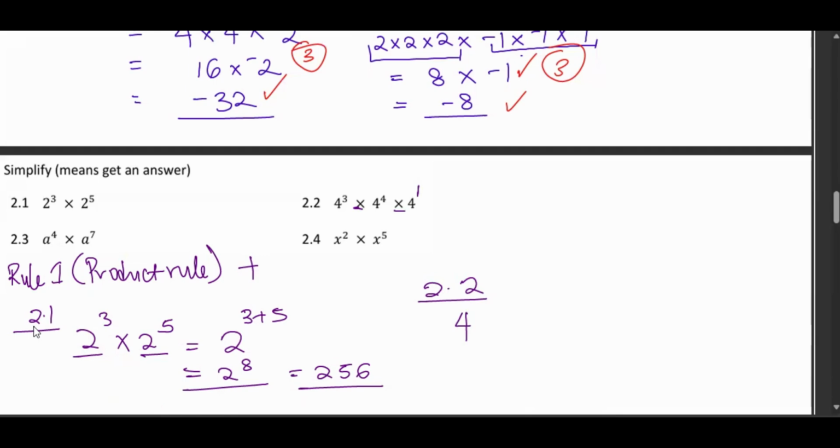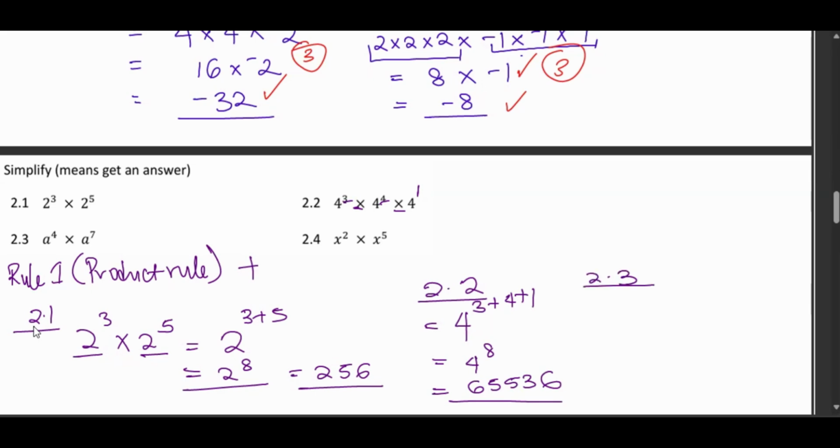So our 2.2 is 4 to the power 3. We are going to add the other 4, the power here. Now I'm adding the powers only, plus 1. So my final answer here has to be 4 to the power 8, which gives me 65,536. Please put this in your calculator.